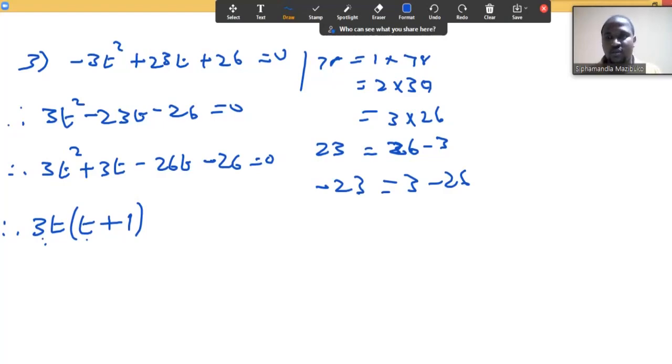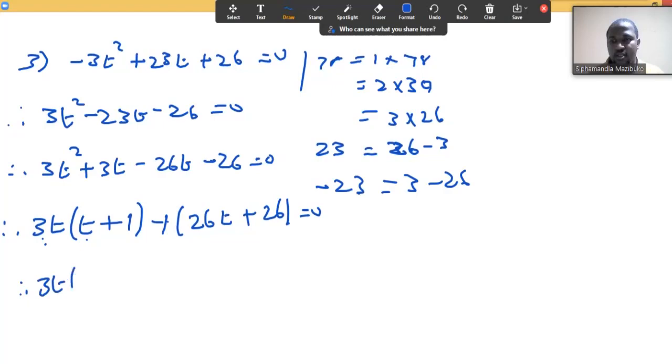So let's look at the common factor from this one here. We can look at our common factor as minus 1. Let's say we're taking out minus 1. So we'll have 26t plus 26 is equal to 0. Therefore we have a common factor. Let's say we have 3t into t plus 1, but you see we can still find something common, which is 26. Let's take 26 out, so it'll be negative 26 into t plus 1. We're trying as much as we can to get it common to this one.